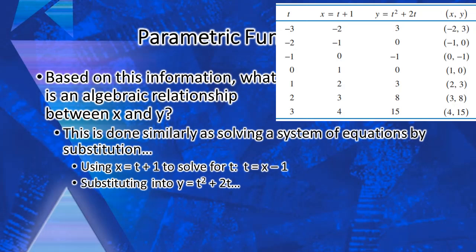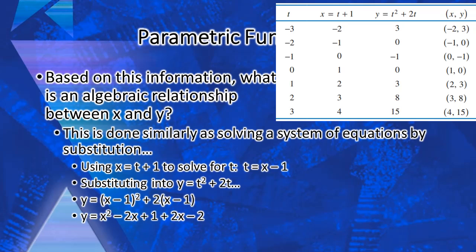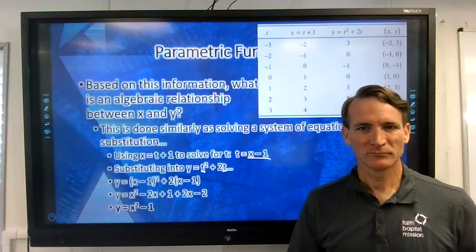So I have y is equal to the quantity x minus 1 squared plus 2 times my t value, which is again x minus 1. Distributing that x minus 1 squared piece gives me x squared minus 2x plus 1. And then if I distribute the 2 times the x minus 1, I get 2x minus 2. And then I can combine my like terms, giving me y is equal to x squared minus 1.